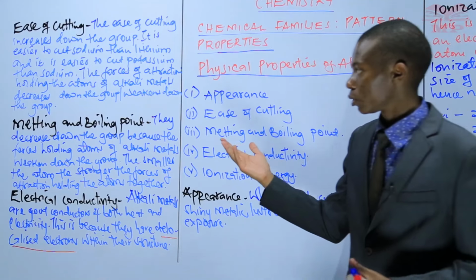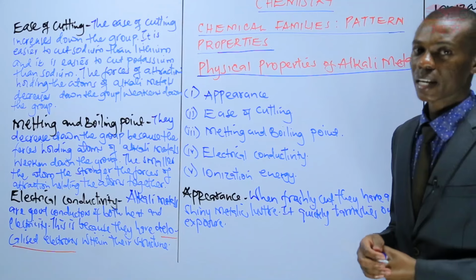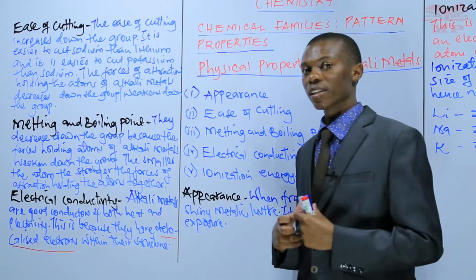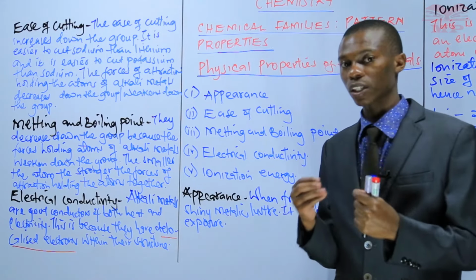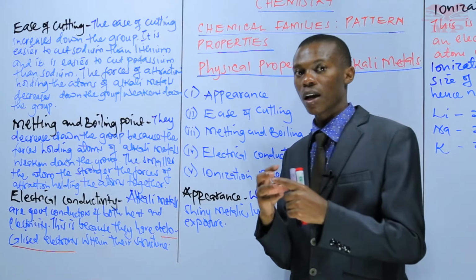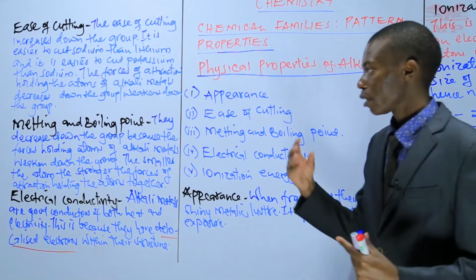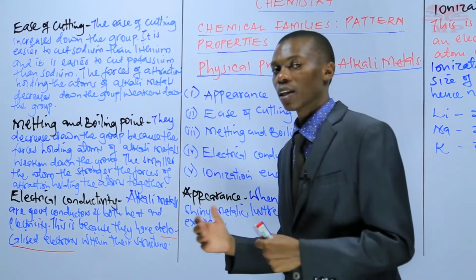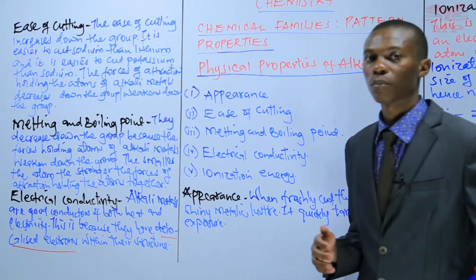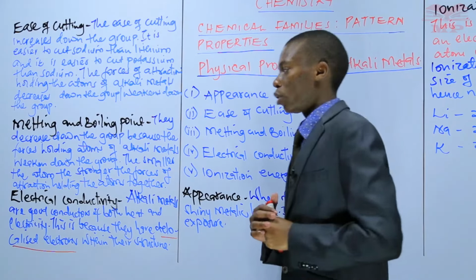The next, we talked about the melting and boiling point, and you have said that the melting and boiling point again decreases down the group. And it's because, again, of the same thing, that the strength of the forces of attraction weaken down the group. And down the group means from lithium, sodium to potassium. If they weaken down the group, then it means that the melting and boiling points of sodium will be higher than potassium, and the melting and boiling points of lithium will be higher than sodium.